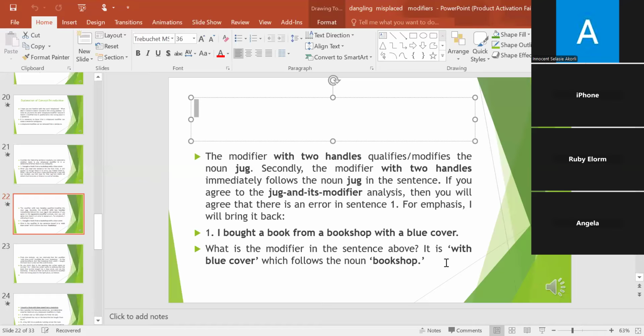The modifier with two handles qualifies or modifies the noun jug. Secondly, the modifier with two handles immediately follows the noun jug in the sentence. If you agree to the jug and its modifier analysis, then you will agree that there is an error in sentence 1. For emphasis, I will bring it back. I bought a book from a bookshop with a blue cover. What is the modifier in the sentence above? It is with blue cover, which follows the noun.